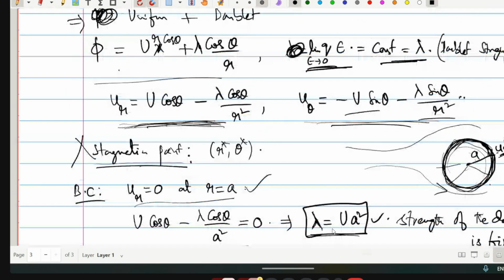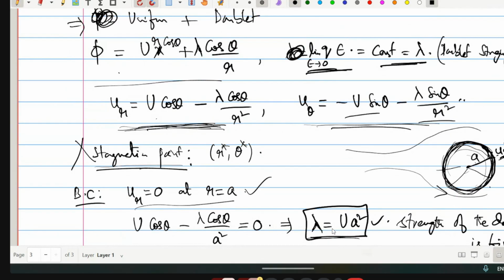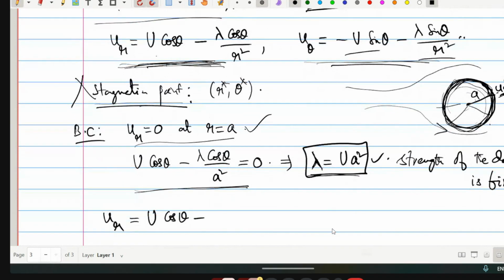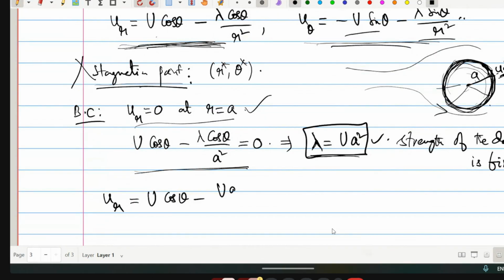minus, that is your u cos theta, right? Minus now you got your lambda cos theta by r square. So u a square cos theta by r square. That is your ur. U theta is minus u sin theta minus again u a square sin theta by r square.